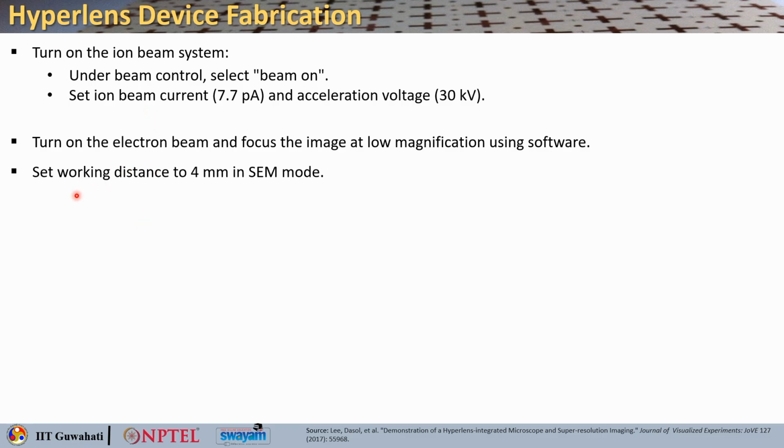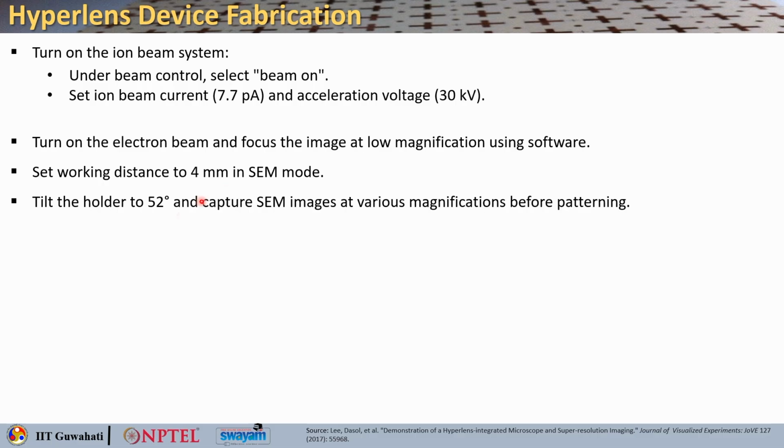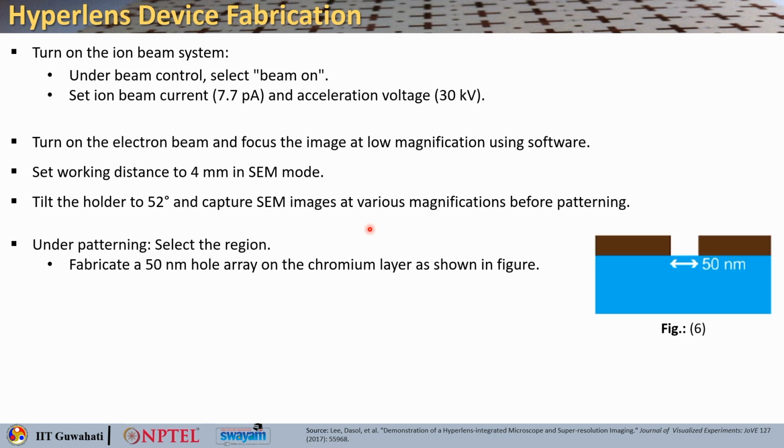So, you have to set the working distance to 4 mm in this SEM mode, and you tilt the holder to 52 degrees and capture the SEM image at various magnifications before doing the patterning. Under the patterning, what you have to do is select the region first.